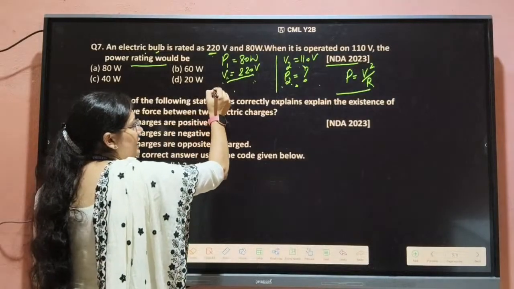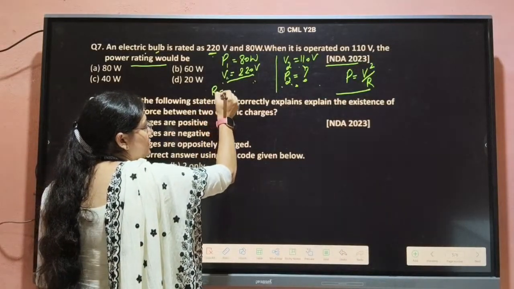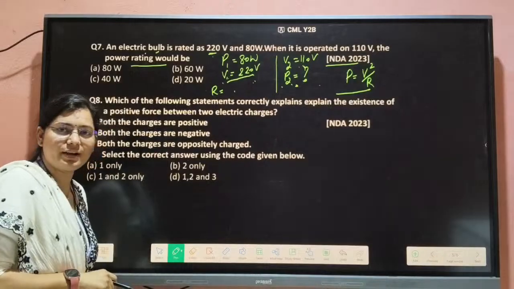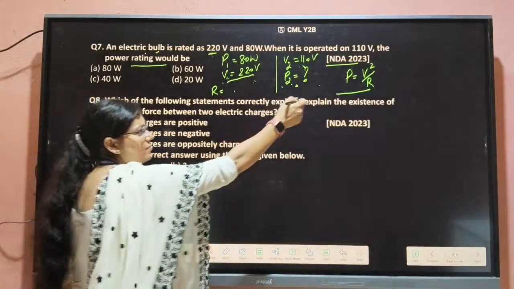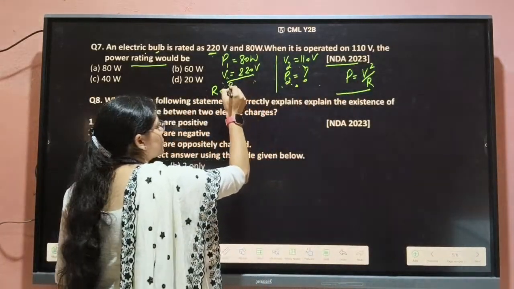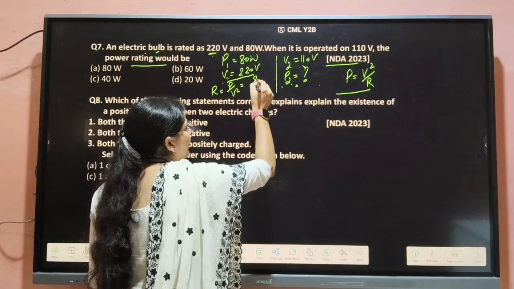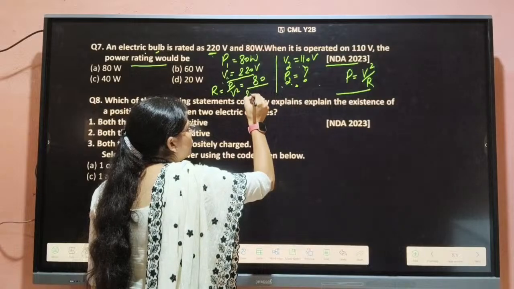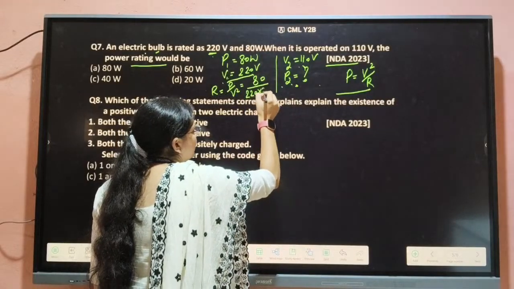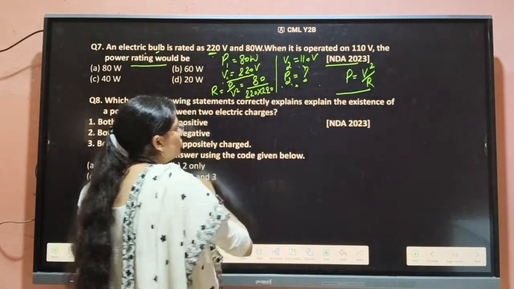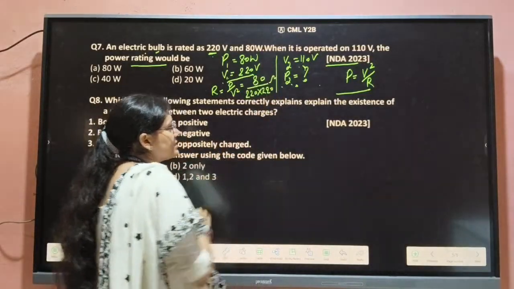So here, by using this formula, we can find the resistance. That resistance will be equal to V square by P. Here P will be 80 watt and V will be 220 into 220. Okay, so the resistance will come out.